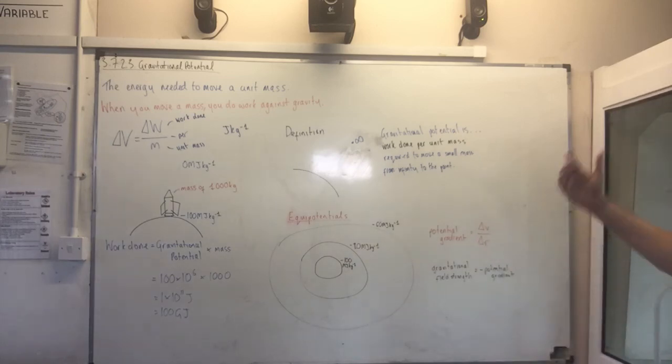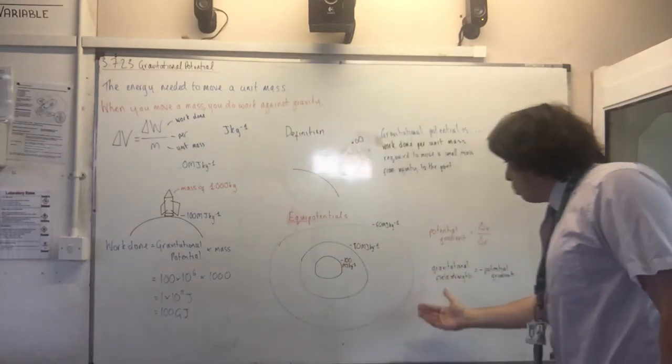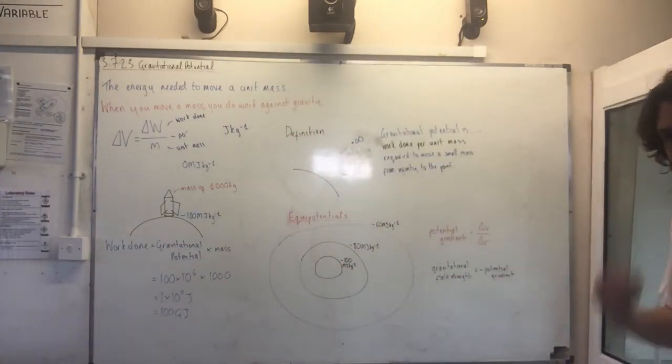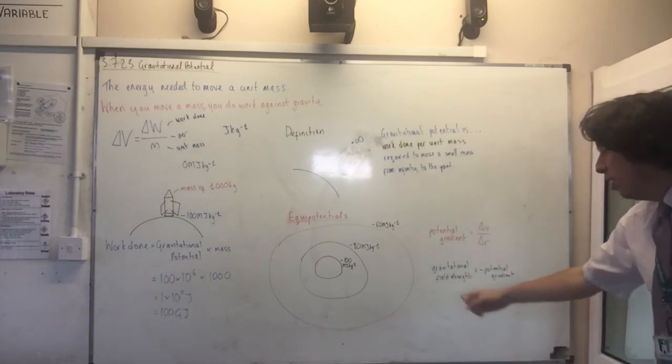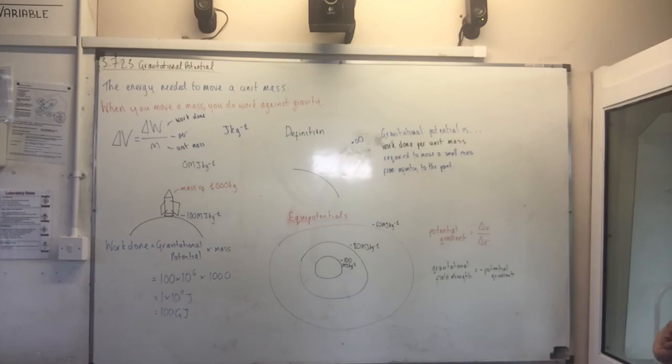Please note that gravitational field strength is what we refer to with stuff moving towards the Earth. When you're moving away from the Earth, that is a negative because that's potential gradient. Gravitational field strength is the equivalent of the negative of potential gradient.